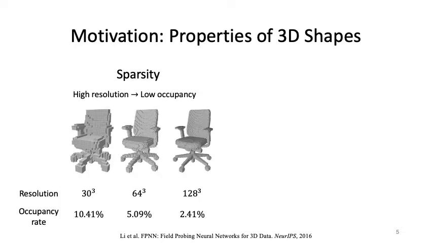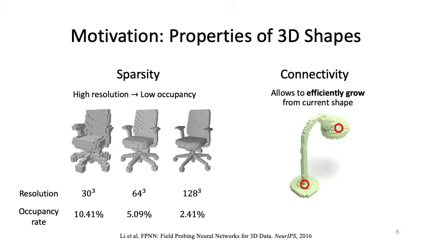The first property is the sparsity of 3D shape in voxel space. The percentage of occupied voxels decreases as the resolution of voxel increases. Such property indicates that we can represent high-resolution shapes efficiently if we only focus on the occupied voxels. The second property that we utilize is the connectivity of 3D shapes. Because most of 3D shapes around us have connected structure, shape generation can be efficiently computed by growing from the current shape.